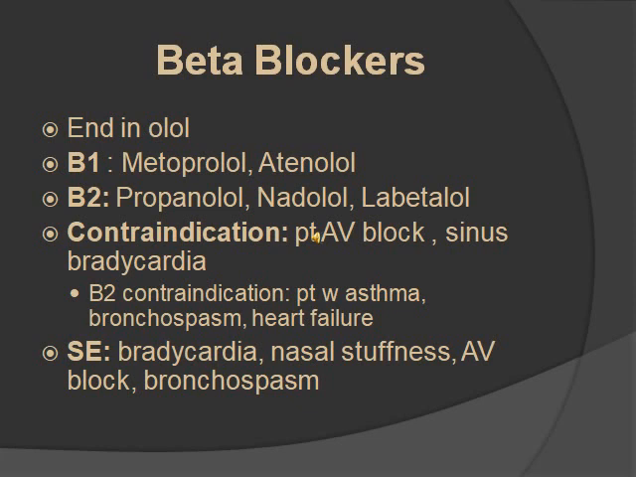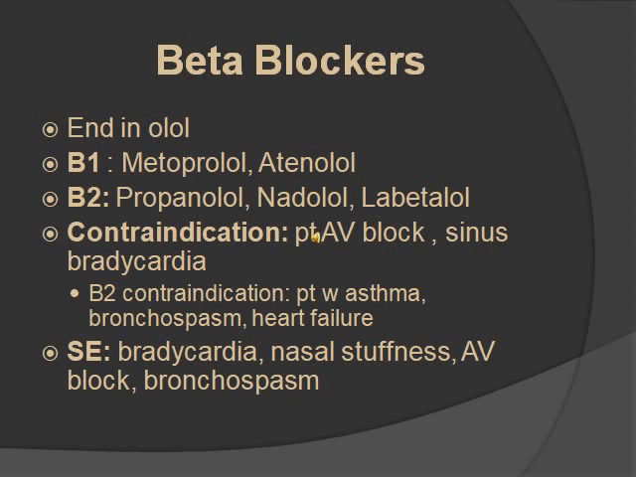So there are 2 categories, beta 1 and beta 2. The beta 1 specifically targets the heart and kidney, and beta 2 specifically targets the lungs, GI, etc. So a hint to remember this is you have 1 heart and 2 lungs. Beta 1 includes metoprolol, atenolol. Beta 2 includes propranolol, nadolol, and labetalol.